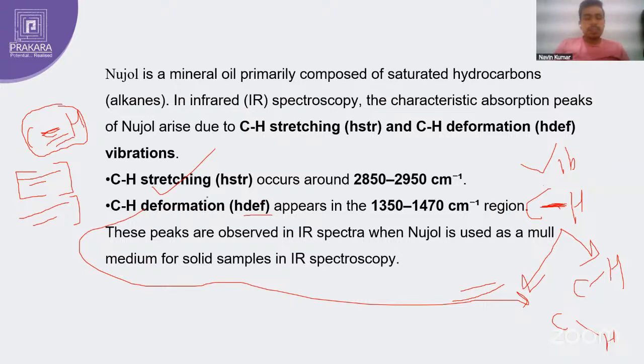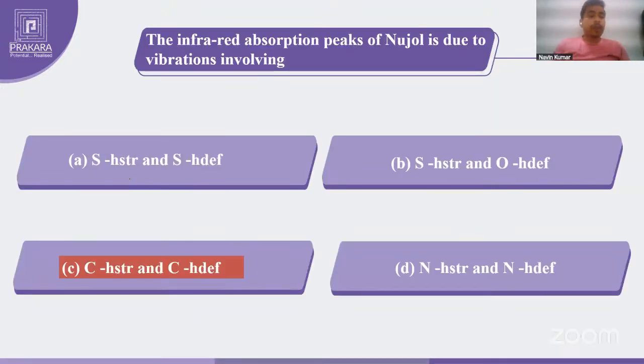In this kind of question, what you need to remember is the structure of the molecule. As we have already discussed, nujol is completely composed of carbon and hydrogen. It's a hydrocarbon. So if anything is composed completely of carbon and hydrogen, then there is no point that the vibration is due to sulfur, nitrogen, or oxygen. This means options A, B, and D are incorrect, and option C will be the correct one.